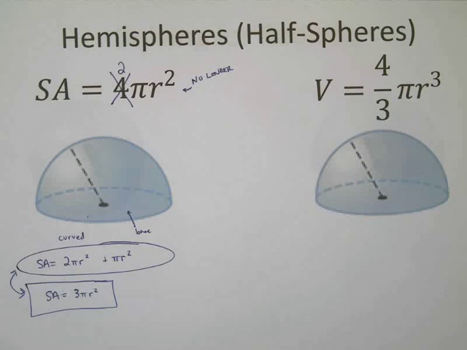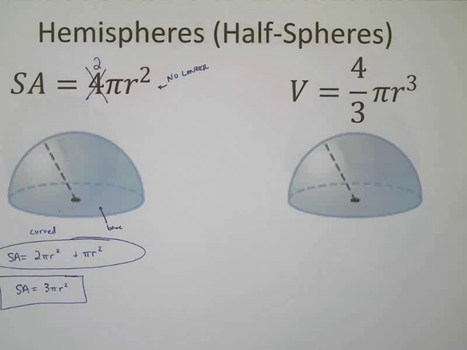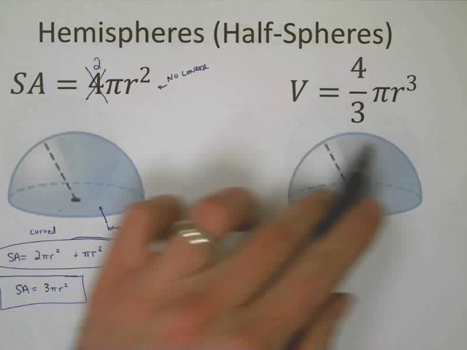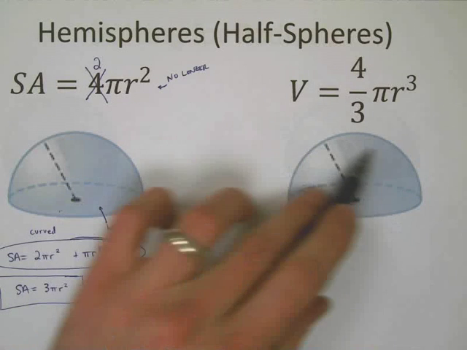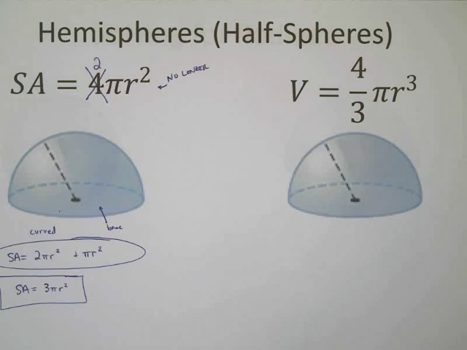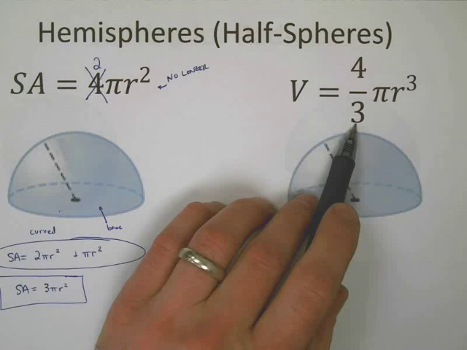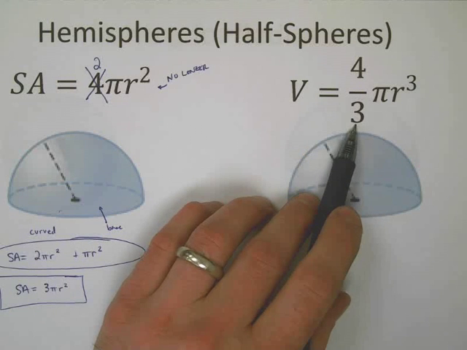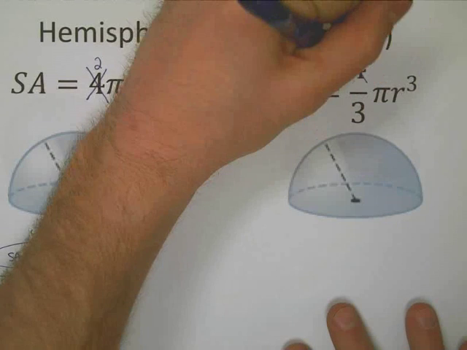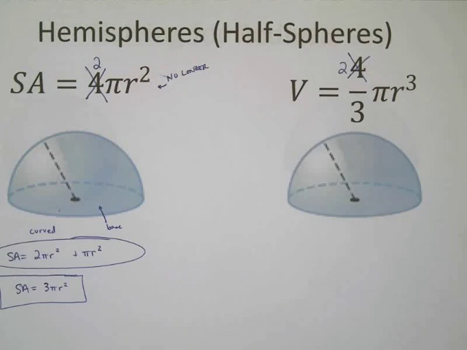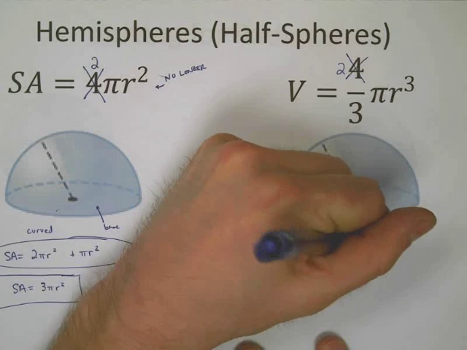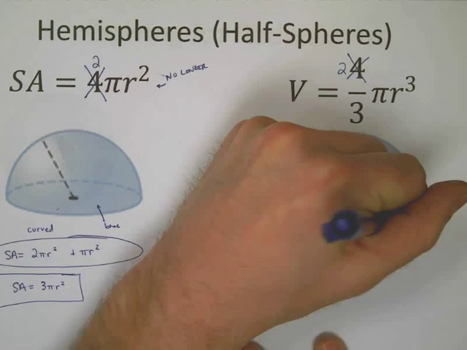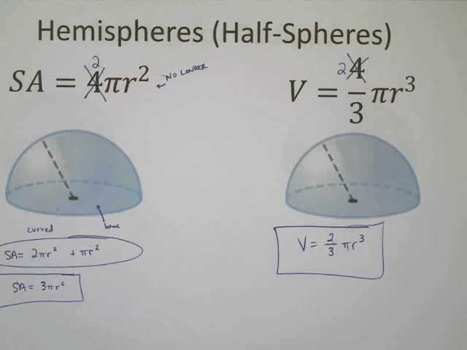For the volume, it's a little bit easier. See, the full sphere was 4/3 of pi r cubed, and if I cut the volume in half, I really don't care about external surfaces, so all I'm going to do is take this thing here and divide it in half. So instead of 4/3 of pi r cubed, my only modification is 2/3 of pi r cubed. So the formula for the volume of a hemisphere is 2/3 of pi r cubed instead of 4/3.